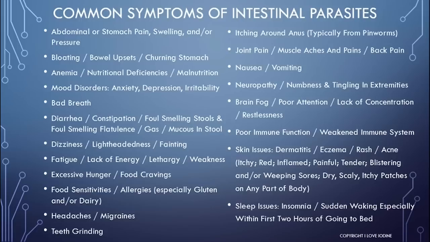Bloating, bowel upsets, churning stomach. Anemia, nutritional deficiencies, malnutrition. Mood disorders can include anxiety, depression, irritability, and like I said before, Toxoplasma gondii has been linked to schizophrenia and bipolar disorder. Bad breath, diarrhea, constipation, foul-smelling stools, foul-smelling flatulence, gas, mucus in stools.